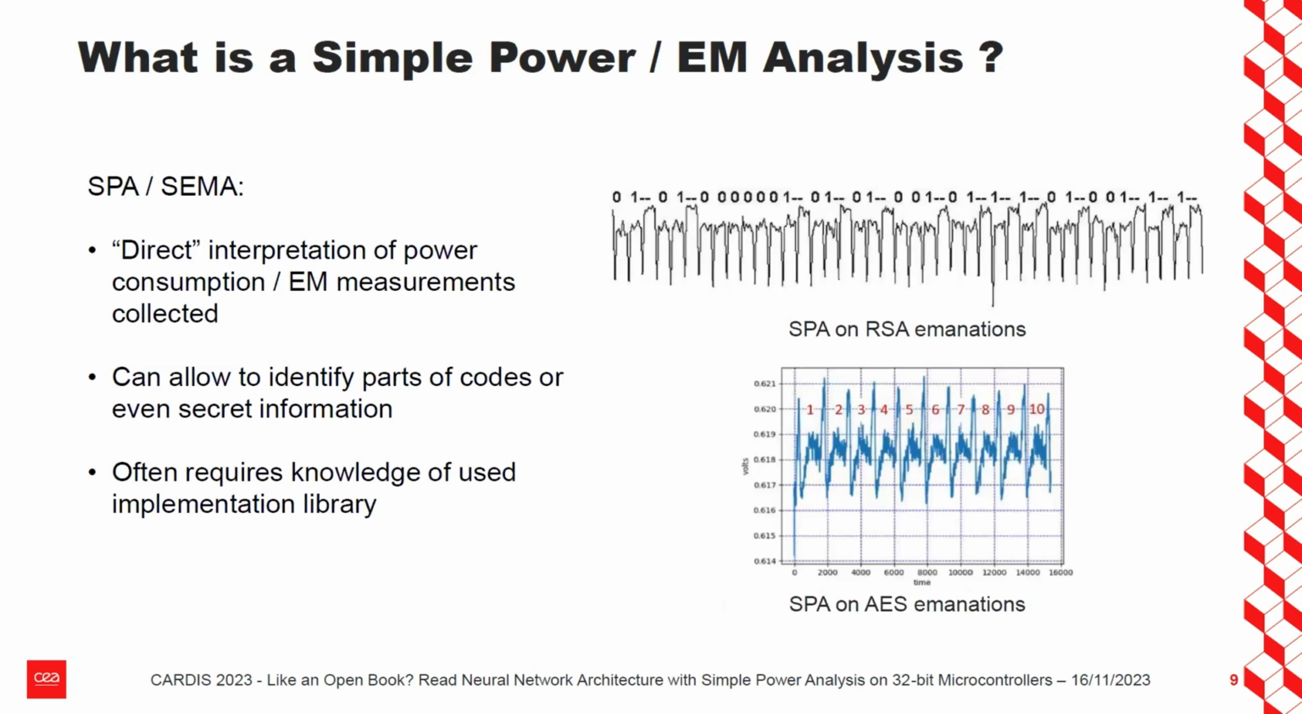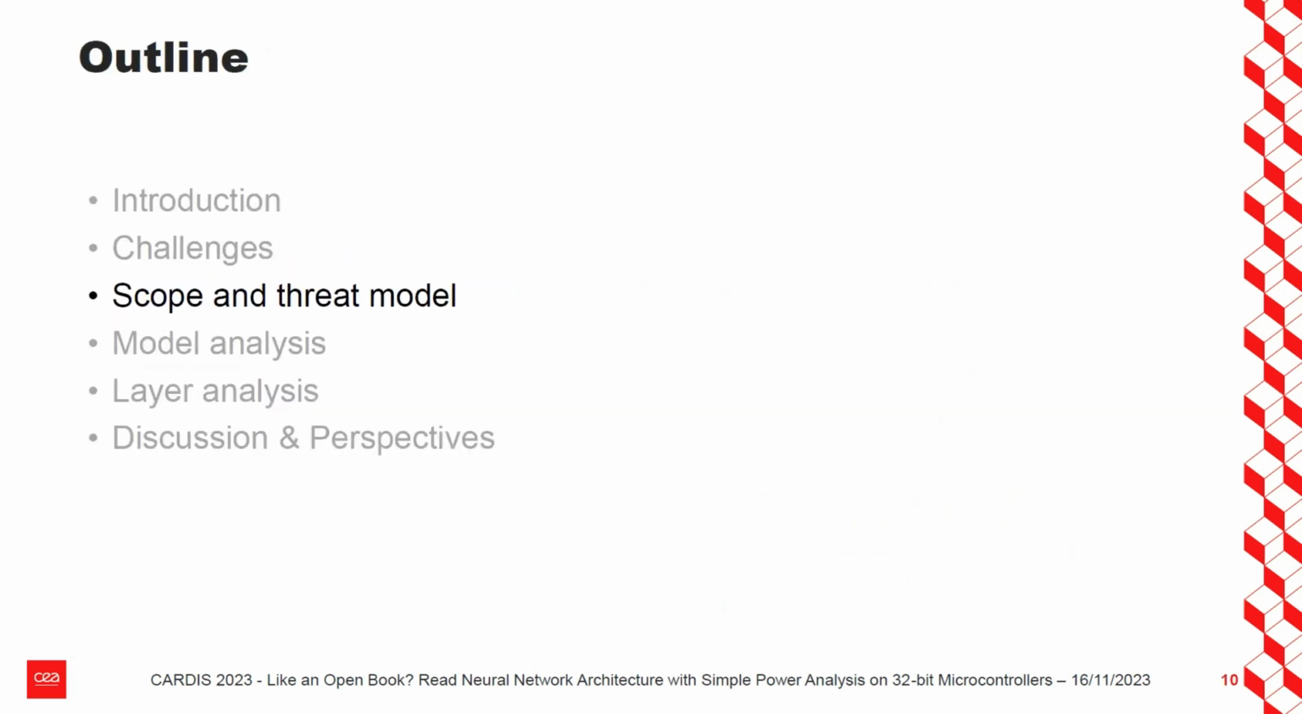So to be clear that we are all speaking the same language, what is a simple power analysis? It's simply the direct interpretation of power consumption or electromagnetic emanations collected during a sensitive operation. This can allow to identify secret information in some cases, as illustrated on the right of the slide, or to identify pieces of code and areas on which to mount other attacks. So now let's discuss the scope and the proper objectives we set.